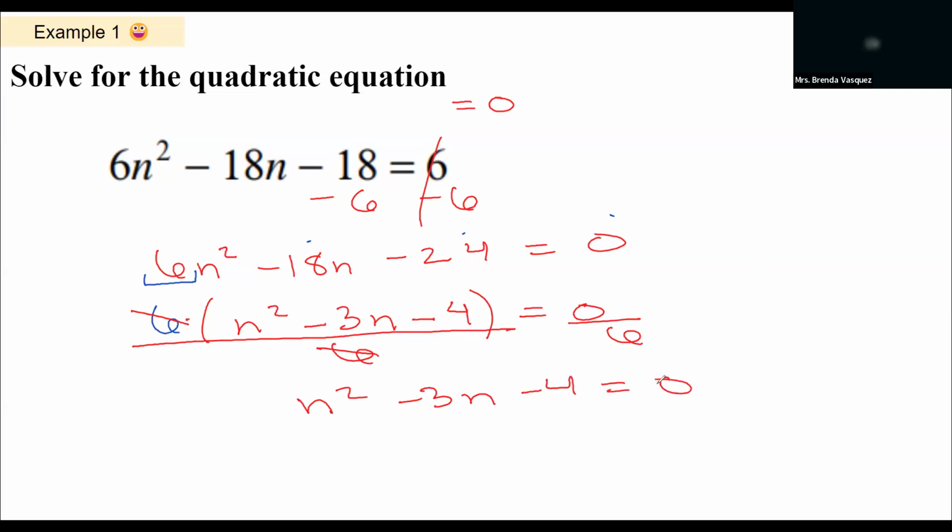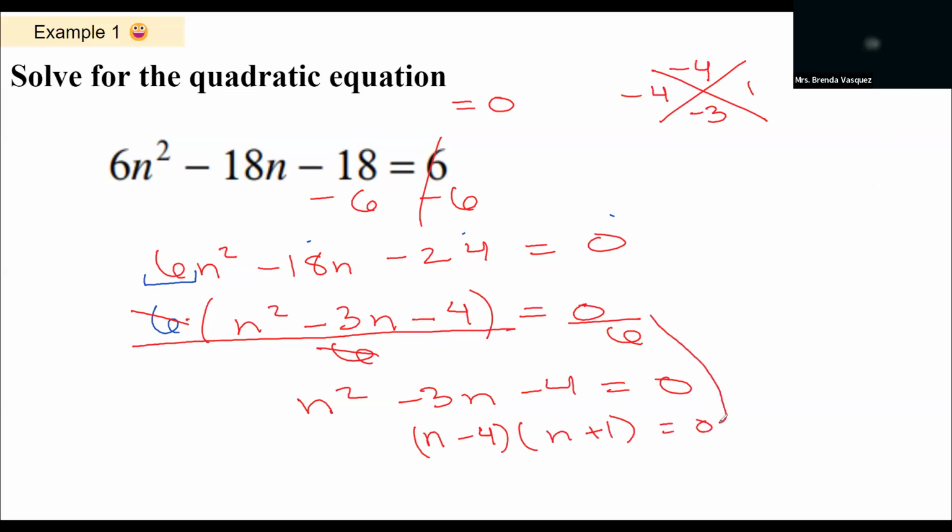Now we're used to seeing it how we've been seeing it, and we can go ahead and do the Power Ranger method or any type of factoring method that you know and factor. So two numbers that multiply to -4 and add up to -3. We have -4 and 1. So n minus 4 is my first factor. n plus 1 is my second factor, equal to 0.